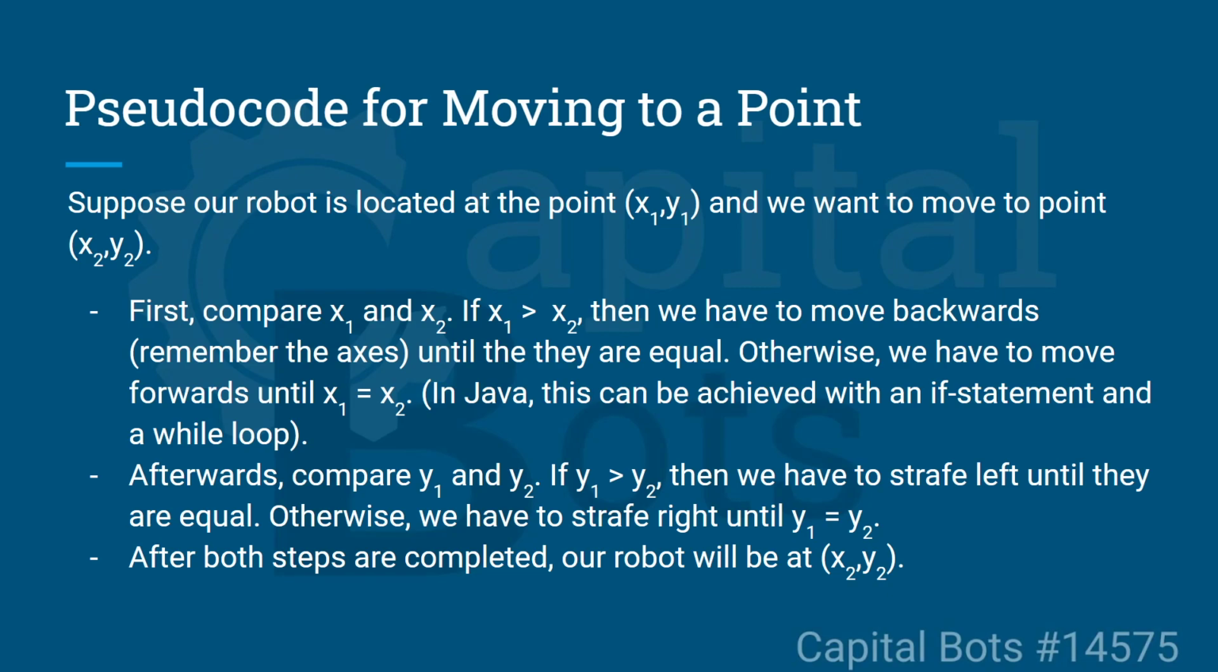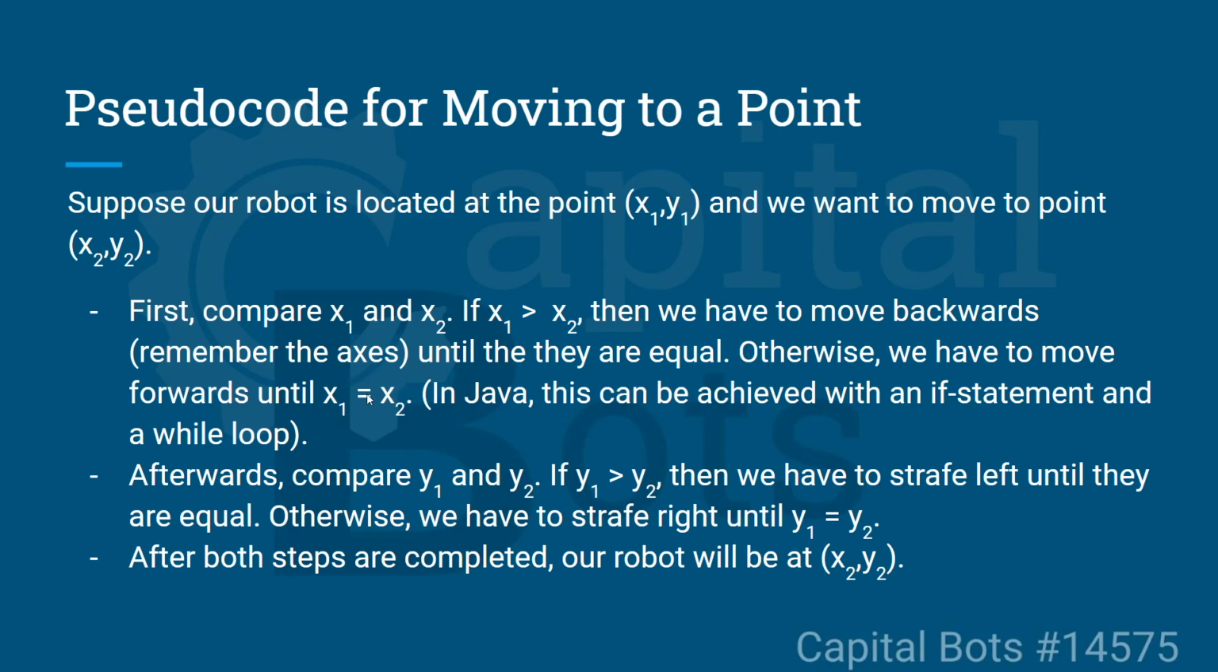If x1 is greater than x2, then we'd have to move backwards, since it would be on that up and down axis, sort of above x2, so we'd have to move backwards until they're equal. And otherwise, if it's less than x2, then we'd have to move forwards, until of course x1 and x2 are equal, and then we'd have reached our desired x location.